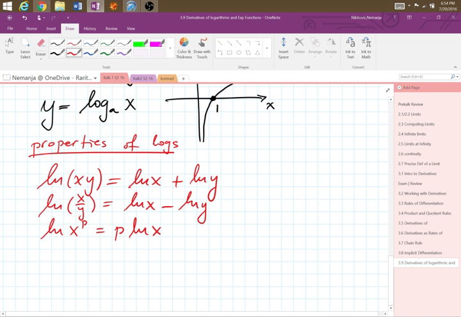And the last one is the power of the argument goes in front as the multiplication. So, and I'm going to box this.